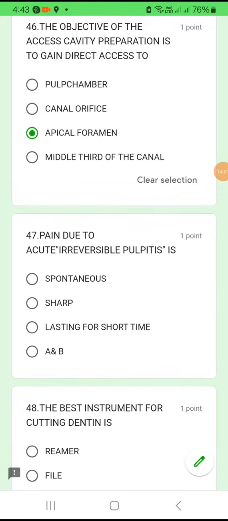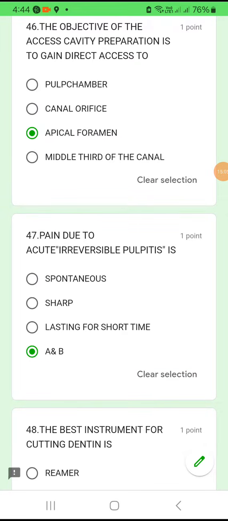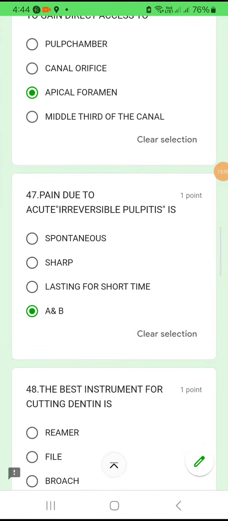Question number 47. Pain due to acute irreversible pulpitis. So irreversible pulpitis means spontaneously you will get the pain, and the pain will be very sharp also, and it will last for a very long time. So option C is not correct. Option D is correct because it is both spontaneous and sharp. So both A and B options are correct.